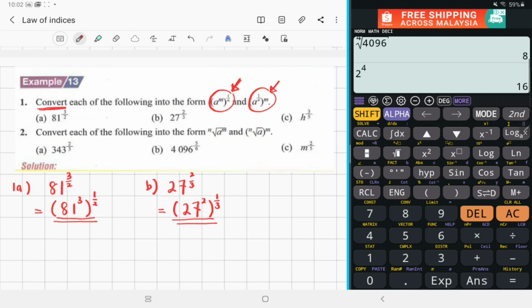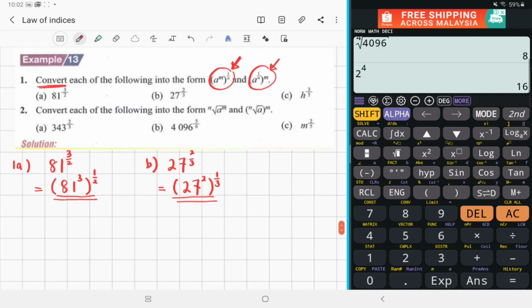Now look at how to convert in this form. It is actually the same. So 81 to the power of 3 over 2, when you convert to this form, will be in bracket, you take 81 to the power of 1 over 2, and then close the bracket, power of 3. For B, 27 to the power of 2 over 3, in the bracket is 27 to the power of 1 over 3, to the power of 2. Just convert it.